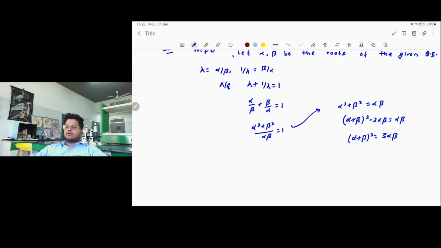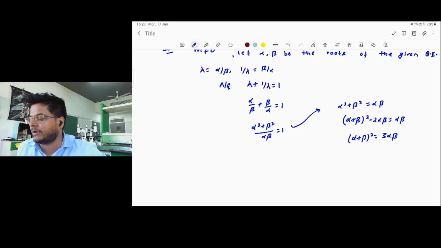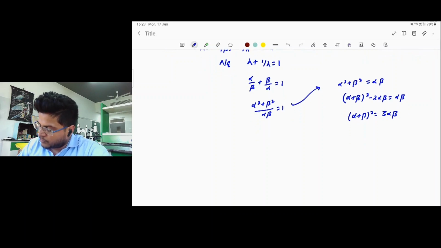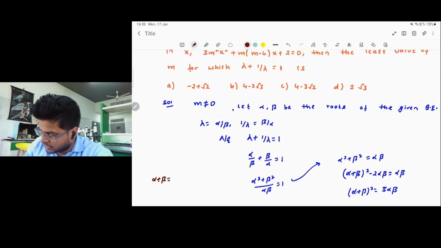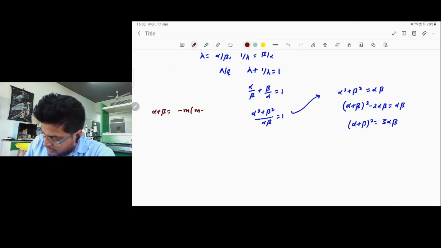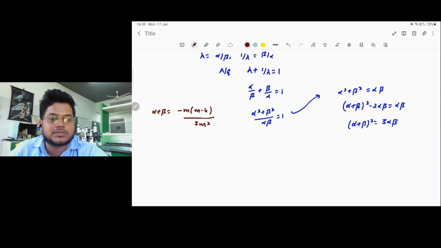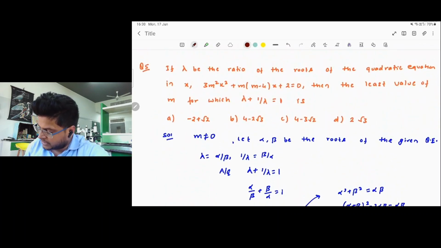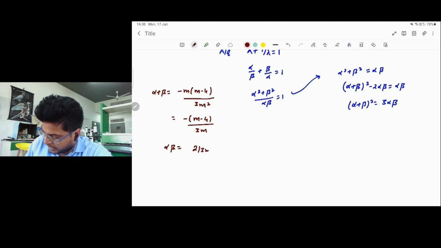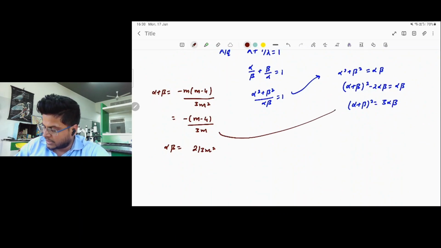So this is the equation which is going to help us in finding the value of m. So now the question comes, what is alpha plus beta? So let us list them. Alpha plus beta is minus b by a, which is minus m times m minus 4 by 3m square. The very first thing in this question I mentioned is that m is not equal to 0. So ultimately what we got is minus m minus 4 divided by 3. And what is alpha beta? C by a, which is 2 by 3m square.